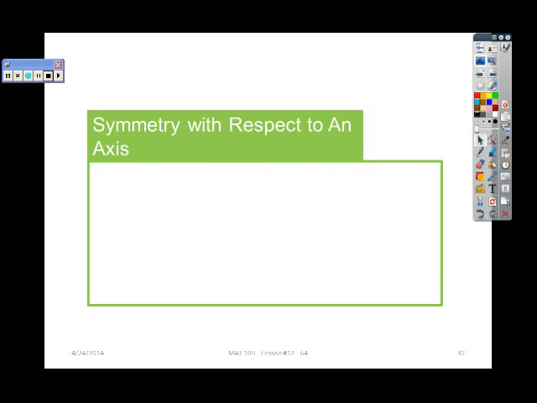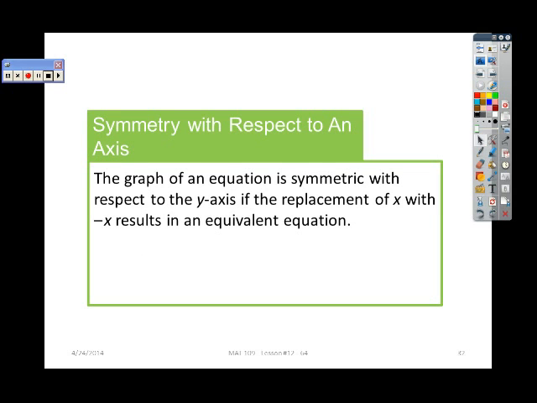Another concept is symmetry. Symmetry is defined, and we're going to define it with respect to both an axis and the origin. Symmetry with respect to an axis is defined such that symmetry with the y-axis is that if we take x and replace it with -x, we get the same values for y. That's symmetry with respect to the y-axis.